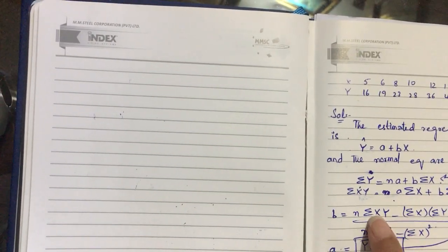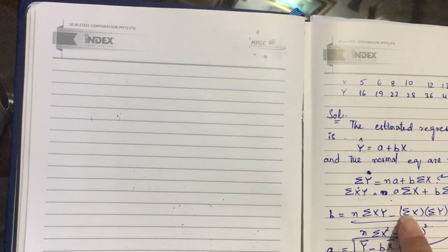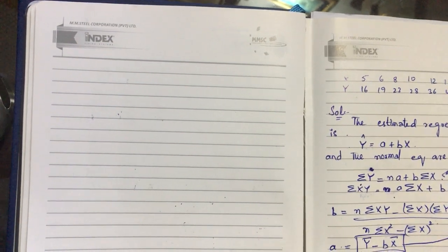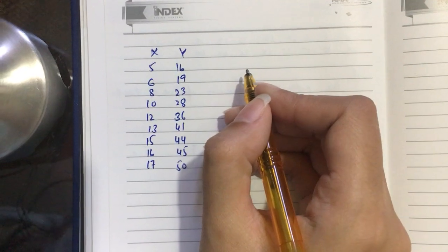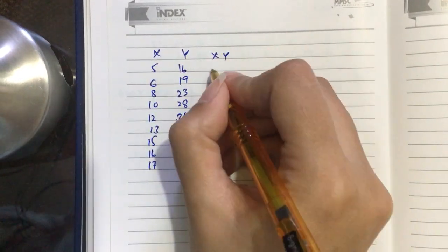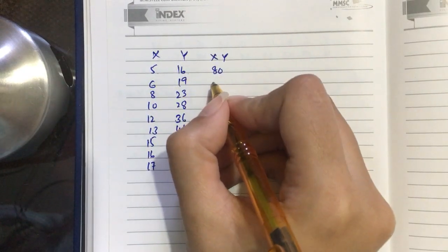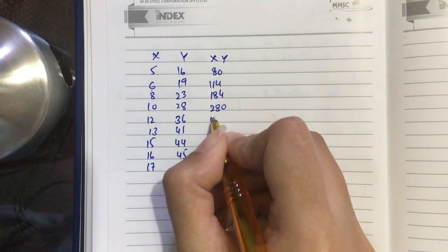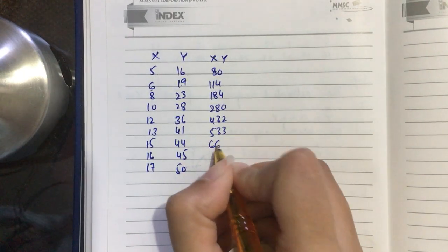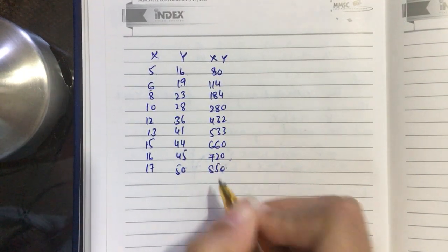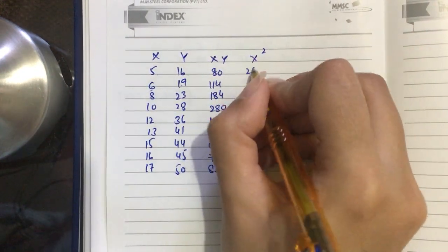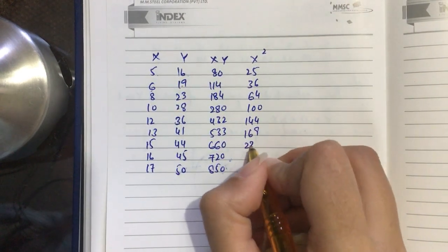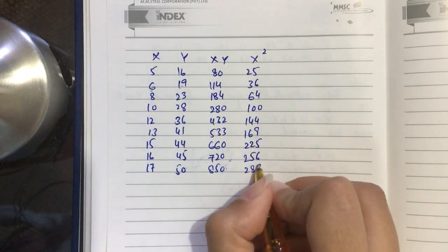So we have to find the value of xy, the value of summation x, the value of summation y, the value of summation x square, and the value of summation x whole square. So I'm making the columns of these values. Multiplying x and y, I got this result: 5 into 16 is 80, 6 into 19 is 114, then 184, 280, 432, 533, 660, 720, and 850. Further is x square, that is 25, 36, 64, 100, 144, 169, 225, 256, and 289.